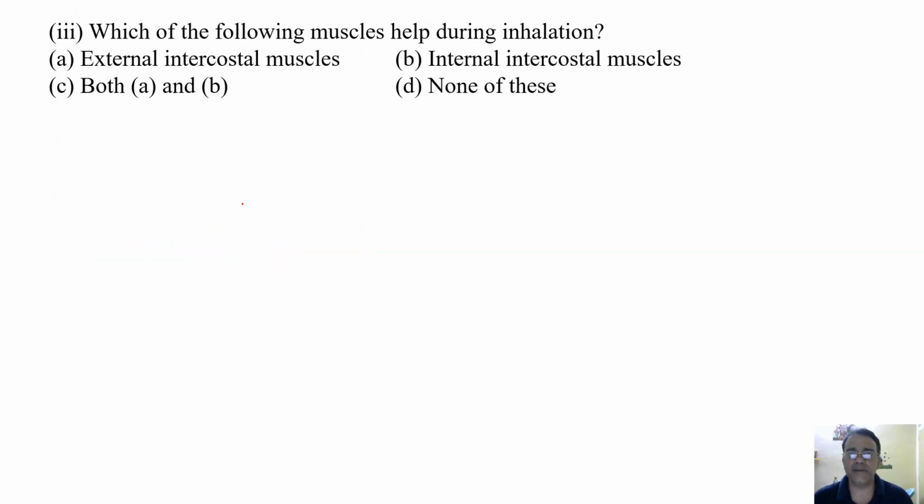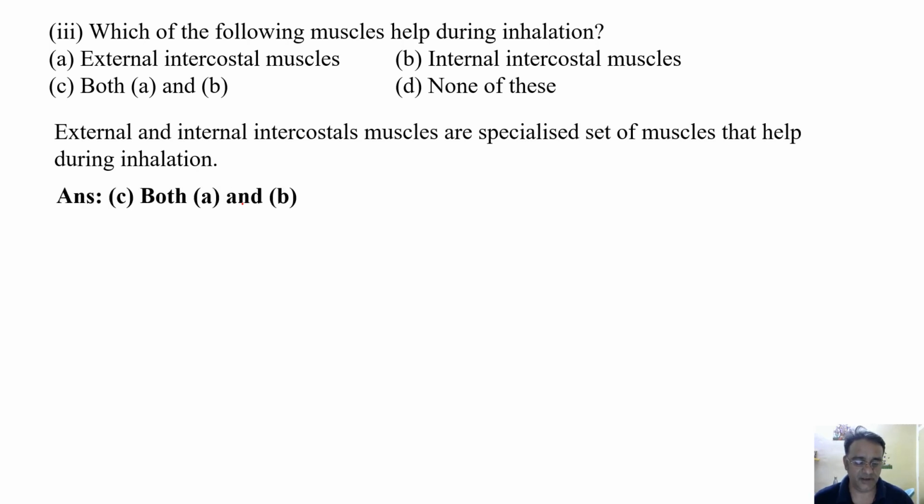Which of the following muscles help during inhalation? First, external intercostal muscles, internal intercostal muscles, both A and B, and none of this. Actually, external and internal intercostal muscles are specialized set of muscles that help during inhalation, both. So the correct option is C, right?